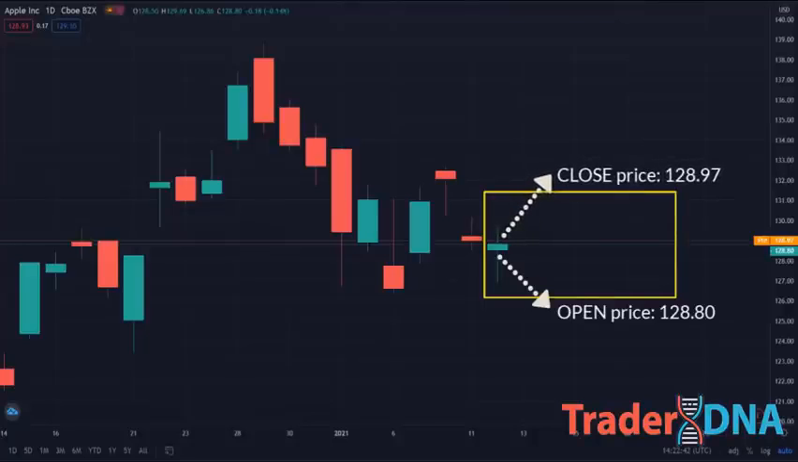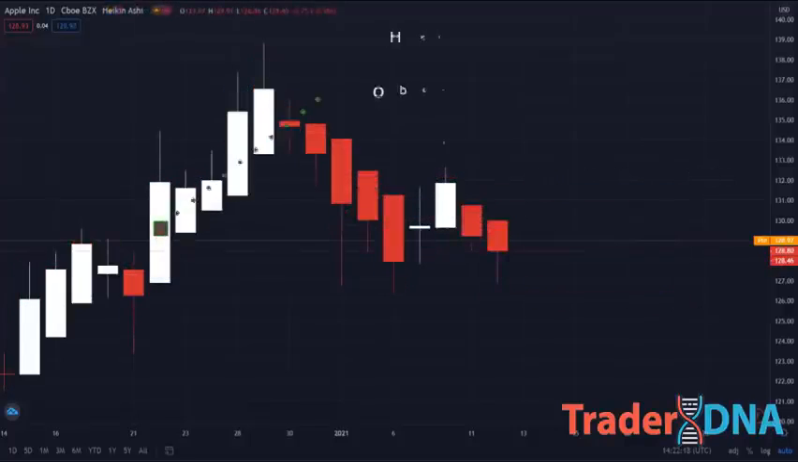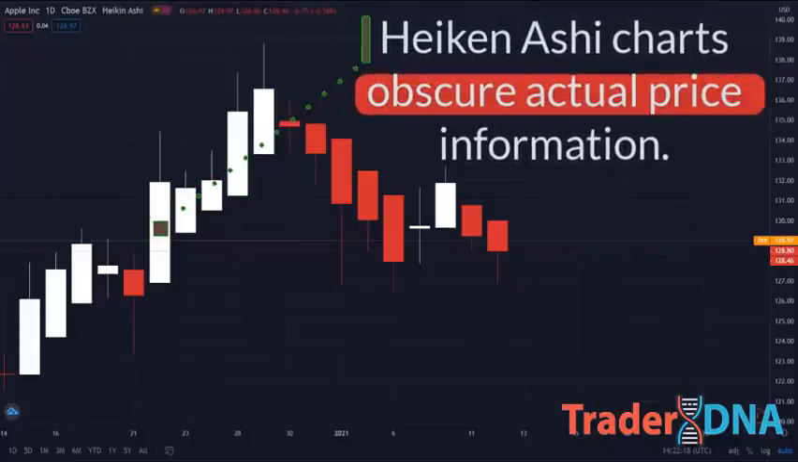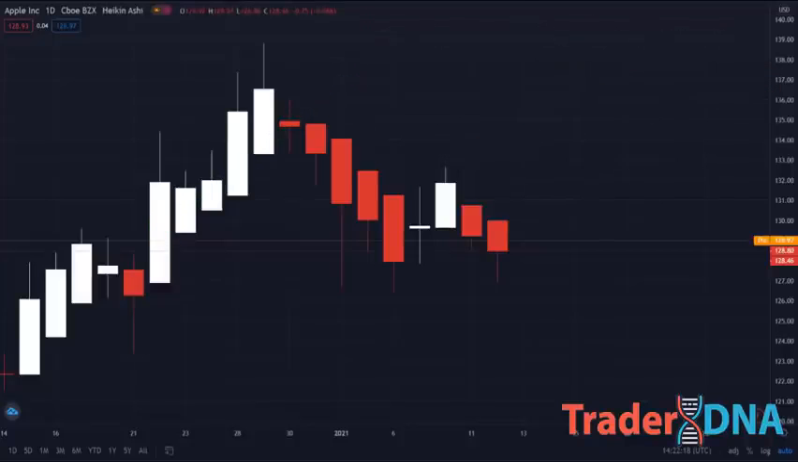Do you see the difference? Even though the real candle closed green, Heiken Ashi is signaling that Apple stock is still in a downtrend. Make sure you know what price you're looking at. Heiken Ashi charts obscure actual price information. The closing price is considered important for many traders, but the actual closing price is not displayed on a Heiken Ashi candlestick. But we can fix this problem by using the smoothed Heiken Ashi.